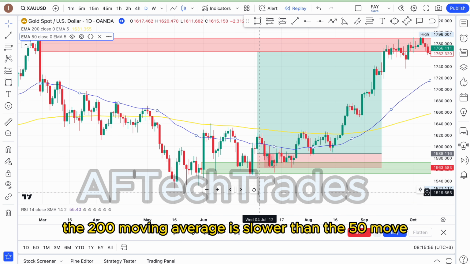Let me take this unlock. So this is our new zone. This is live, more like what is happening live. If we mark this as our new zone, what is the rule? The rule is that it's going to come back to test this region before we can consider it a valid point to enter a trade. Let's see what happened next.